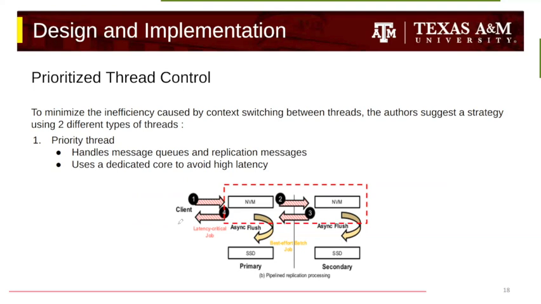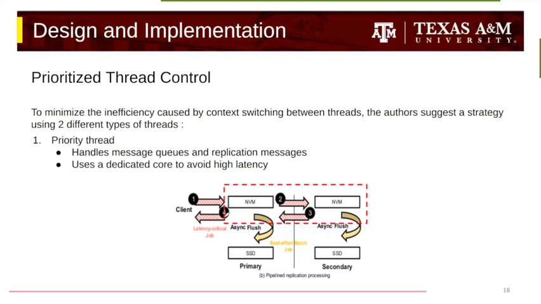So the suggestion that the authors make is that for this new system, you need basically two kinds of threads. The first type of threads would be the priority threads. Now the priority threads are responsible for handling the portion highlighted within the red box here. So that would be the low latency part, and that should happen as fast as possible. Because of that, the priority threads would have their own dedicated core. So they won't have to battle for cores, and there won't be context switching happening there.